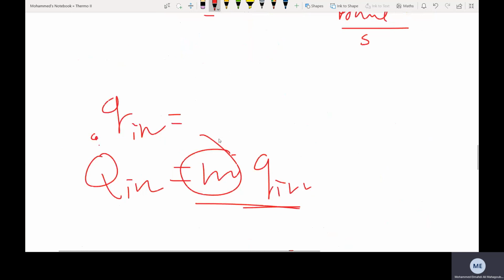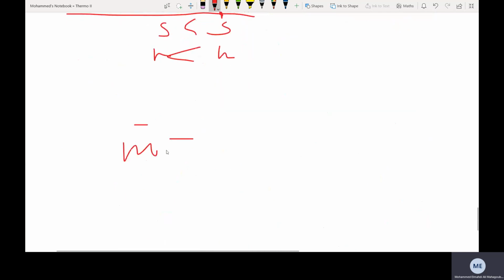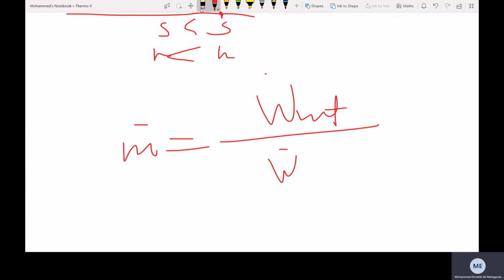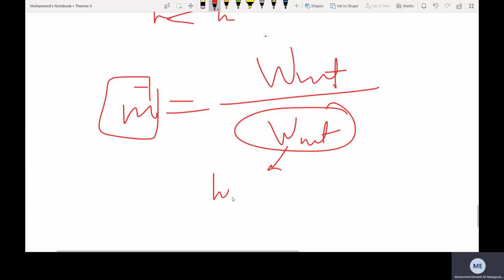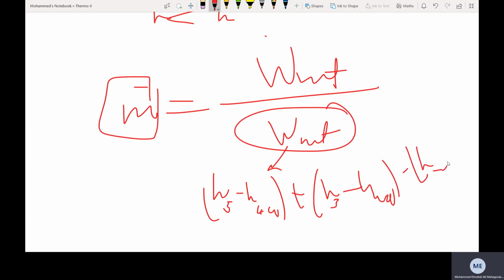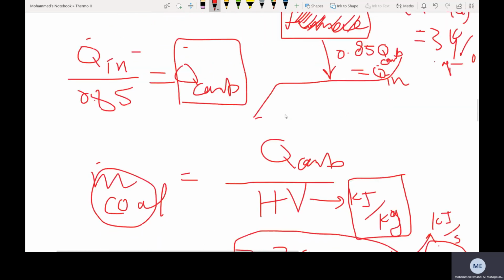Remember, when you want to calculate the mass flow rate, it is going to be the capital W dot net over the small w. A capital value over a small value gives you m dot. So how can we calculate this one? The work net is H5 minus H6 actual, plus H3 minus H4 actual, minus H2 actual minus H1, and this one is given to you in the question. So that's it.